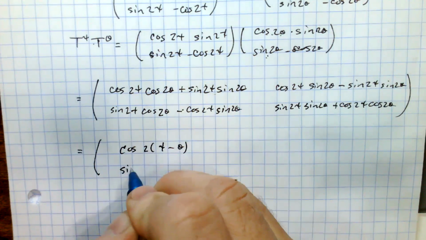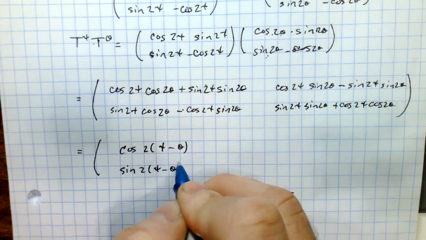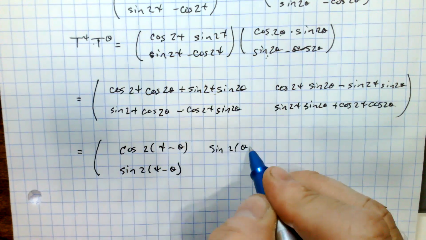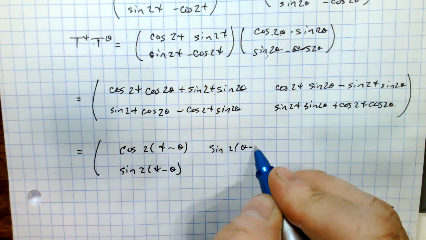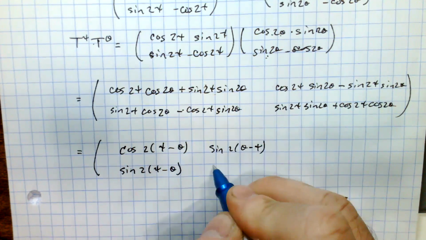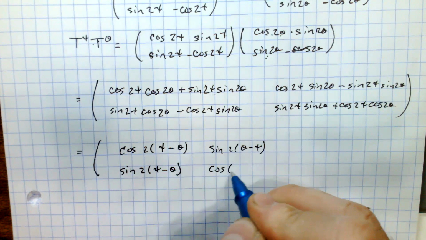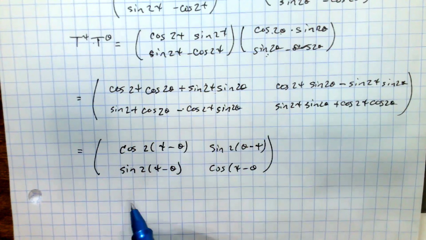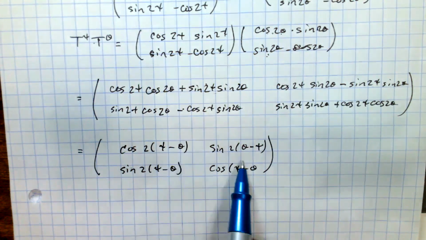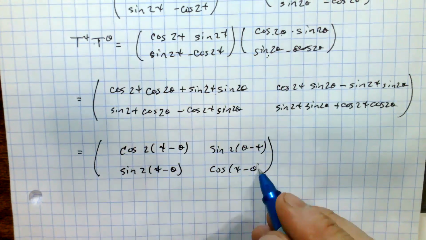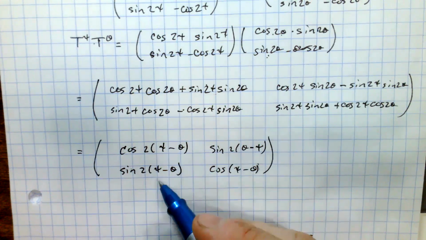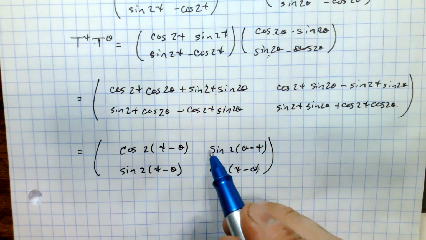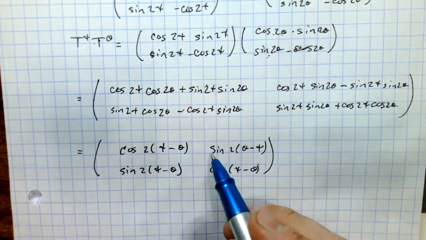The bottom one here is sine of 2 times psi minus theta. This is sine of 2 times theta minus psi. And this is cosine of 2 times psi minus theta. Okay. And then notice that every argument is of the form psi minus theta, except for this one here, our element here. But we're also missing a minus sign.